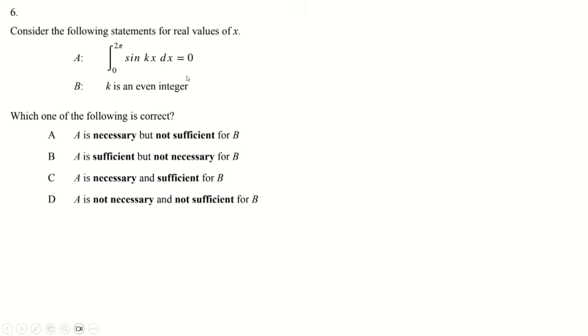Before we move on, the first thing to notice about condition A is that k equals 1 works because, of course, sine x is symmetrical over 0 to 2 pi. Its integral is going to be 0. So this cannot be sufficient for B because it's true for k as 1. So it's not sufficient to conclude that B is an even integer because of this counterexample.